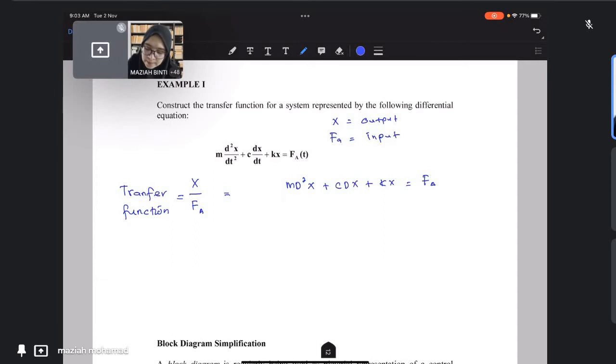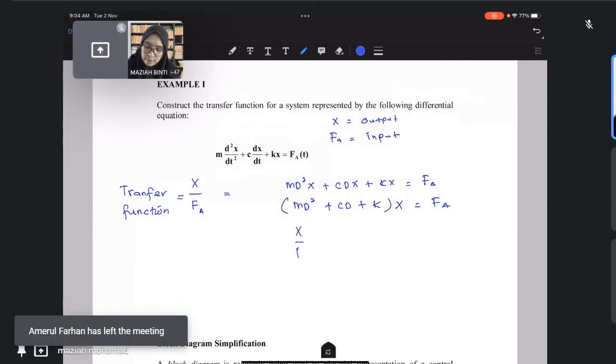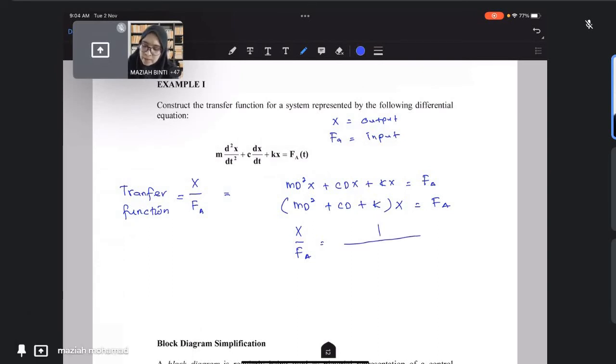So we have (m D squared plus c D plus k) multiplied with x is equal to FA. Okay, so in terms of the transfer function, it will become x over FA is equal to 1 over (m D squared plus c D plus k). Okay, so this is the transfer function.